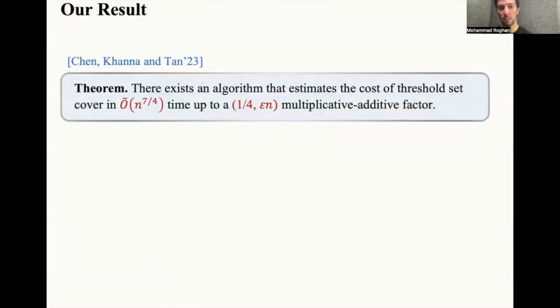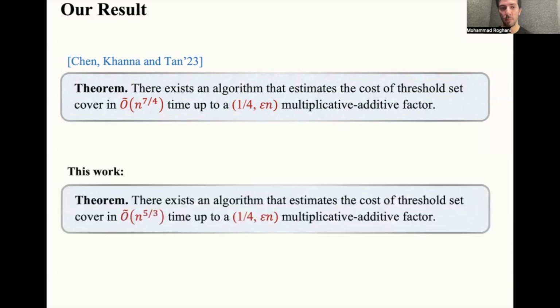Chen, Hana, and Tan proved that there exists an algorithm that estimates the cost of the threshold set cover problem in n to 7/4 time up to a 1/4 multiplicative and epsilon additive factor. In this work, we proved that it's possible to estimate the cost of threshold set cover in n to 5/3 time up to a 1/4 multiplicative and epsilon additive factor. This subroutine, which was used in the previous result, can be sped up, resulting in a faster algorithm for the Steiner tree problem.